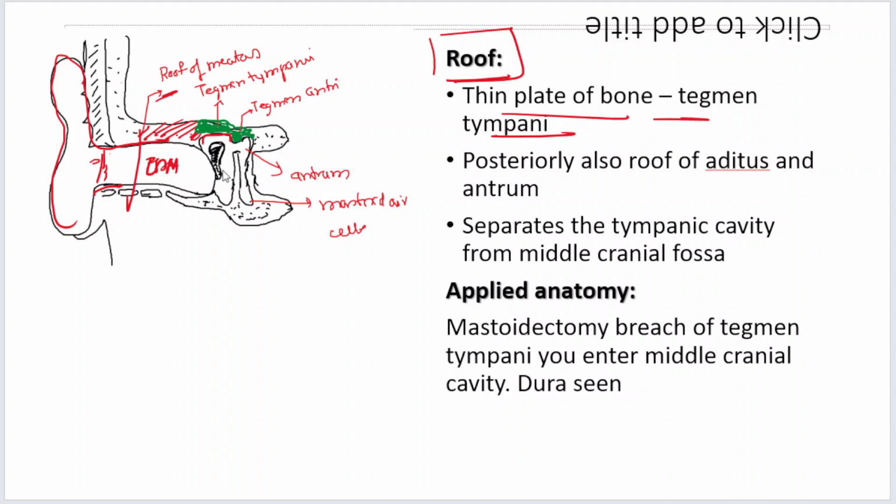This separates the middle ear from the middle cranial fossa. The part above is nothing but the middle cranial fossa, where you will have the brain. It separates the tympanic cavity from the middle cranial fossa.